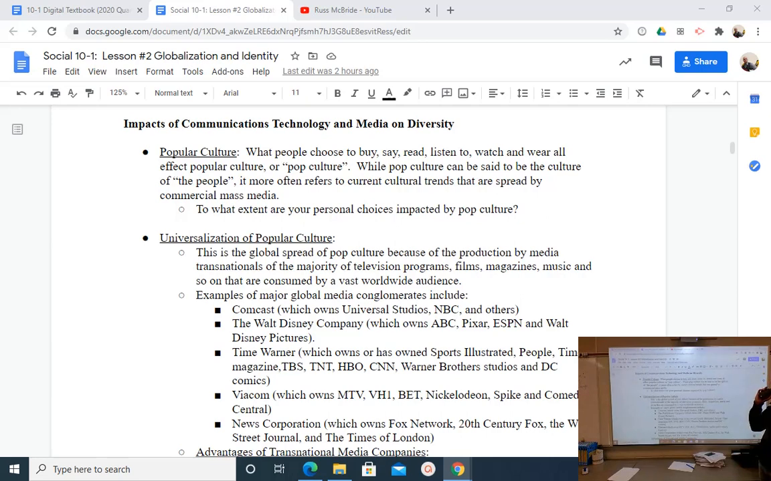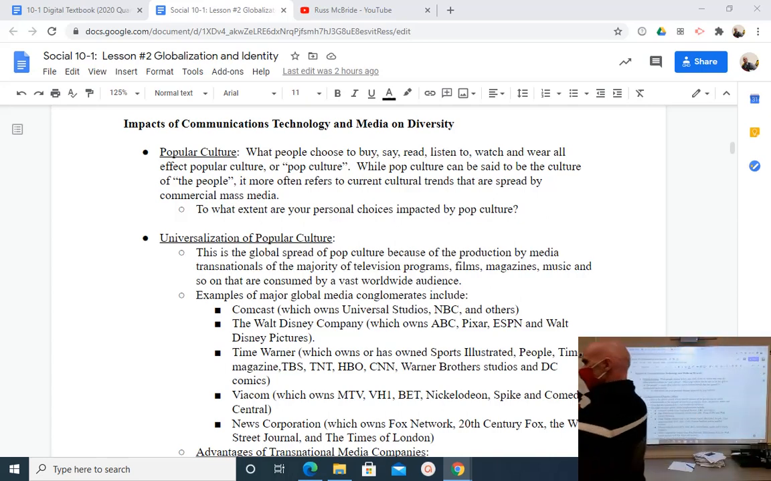To what extent are your personal choices impacted by pop culture? Have you ever looked around at people and wondered, why are they doing that? Why are they behaving like that? And then if you trace the logical progression, you can see that they've been inspired to do it through pop culture. What's an activity, a social behavior that you've seen repeated by many that can be traced to pop culture?